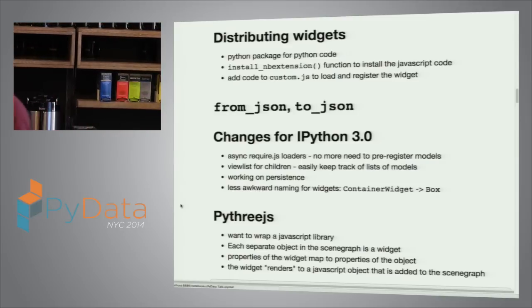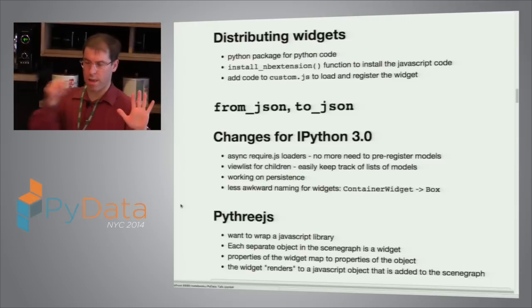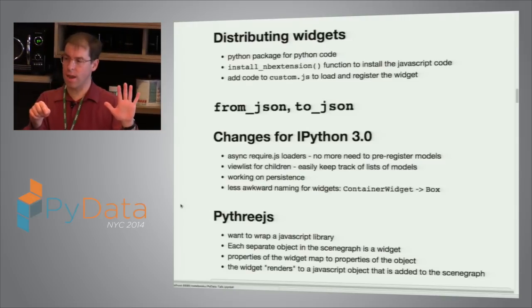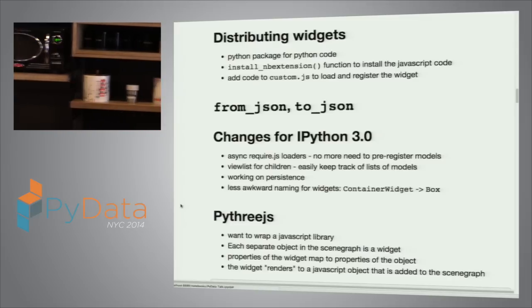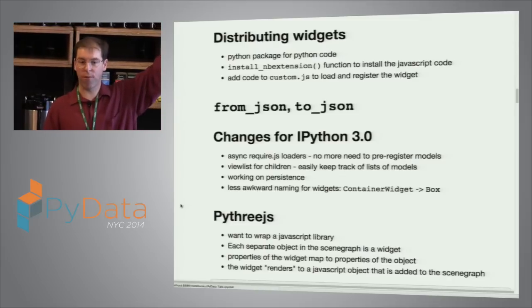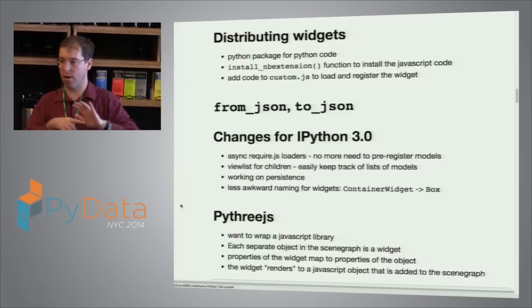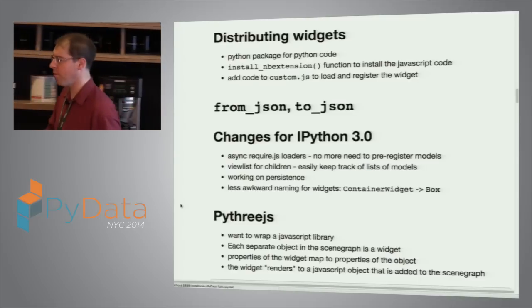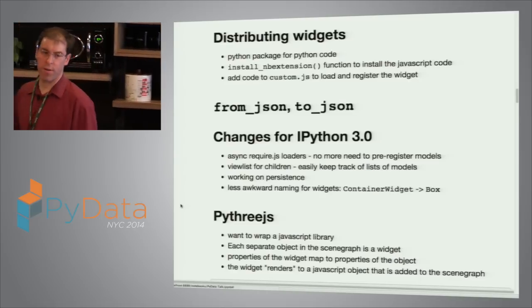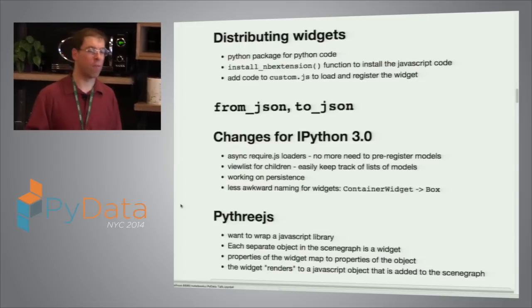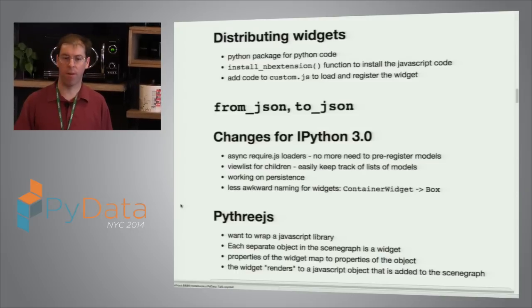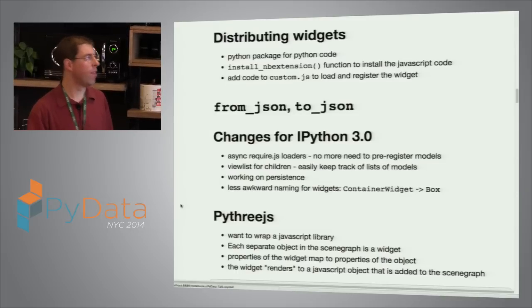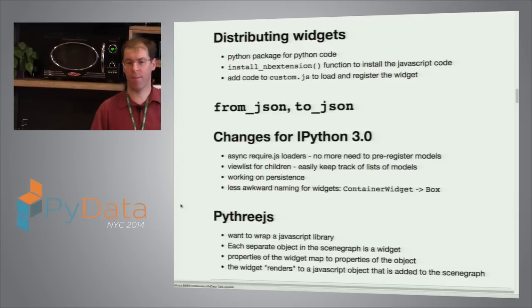You have to somehow tell the IPython notebook to load that JavaScript code. It can now find the JavaScript code, but it doesn't know how to load it yet. And so you have to add some stuff to the IPython profile's custom.js in order to load that JavaScript code. This is changing for IPython 3.0. IPython 3.0 will be able to automatically load any widget JavaScript code based on some metadata in the widget. So the third step will disappear in IPython 3.0.